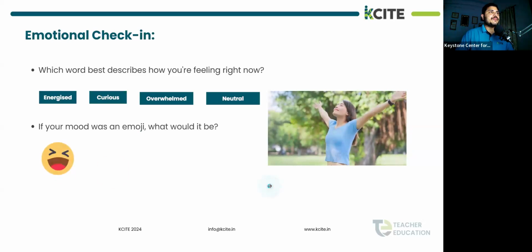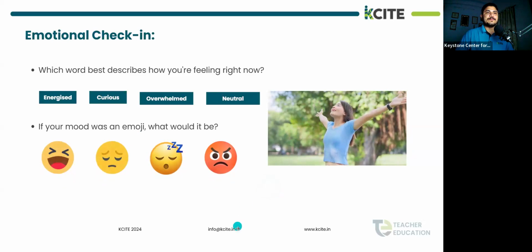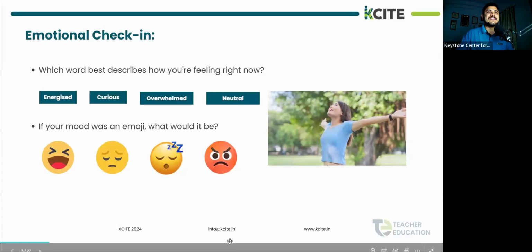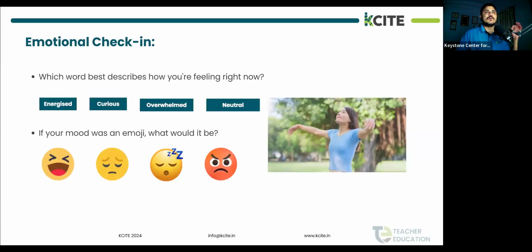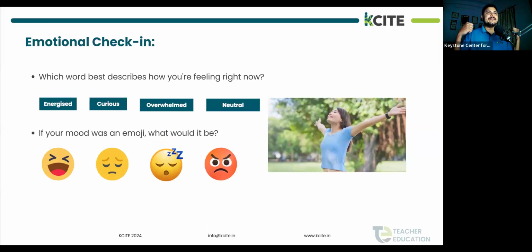Now, the next thing is, if your mood was an emoji, what would it be? Please use the emoji to tell me. Please use the emoji and tell me, if your mood was an emoji, what would it be? You're very happy, you're a little bit sad, you're sleepy, or you're angry. I'm seeing amazing faces. Oh, some said lovely. Wow.